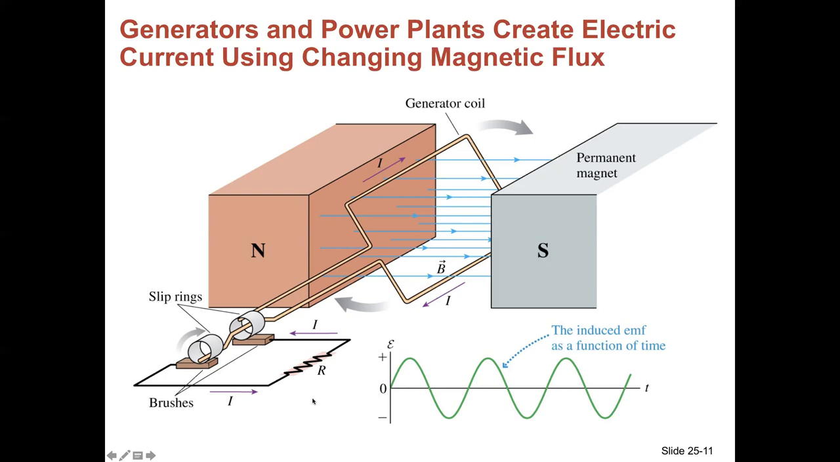It's also why the electricity that we get from the wall is oscillating. It's a changing voltage and current, because as you rotate this loop, that cosine becomes positive and negative, which changes the sign on the voltage you get.